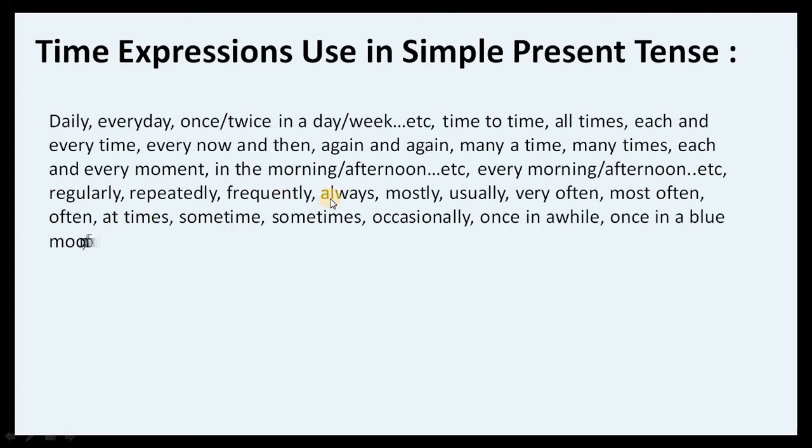Regularly, repeatedly, frequently, always, mostly, usually, very often, most often, and at times, sometimes, occasionally, once in a while, once in a blue moon, off and on. So remember this: at times, sometimes. Sometimes means the frequency is less, while here there is a high frequency of coming or doing something. At times means sometimes, both are the same. Occasionally means sometimes. Once in a while means sometimes. Once in a blue moon also means sometimes, off and on also sometimes. So it's not a different thing; learning the same thing in different vocabulary is part of synonyms.